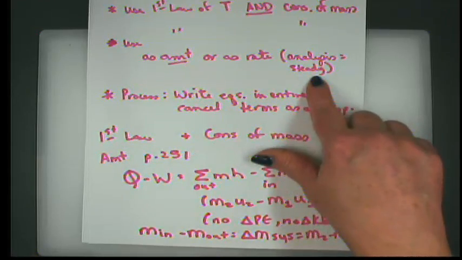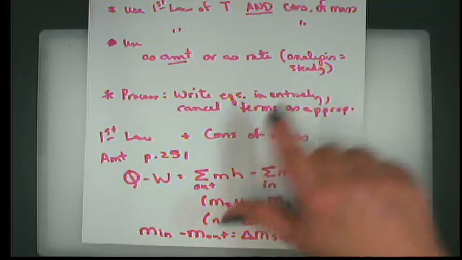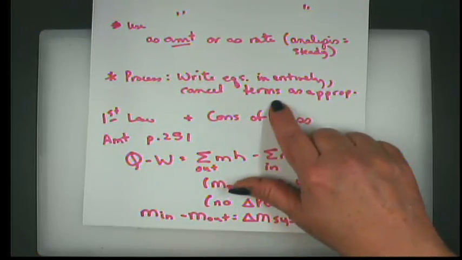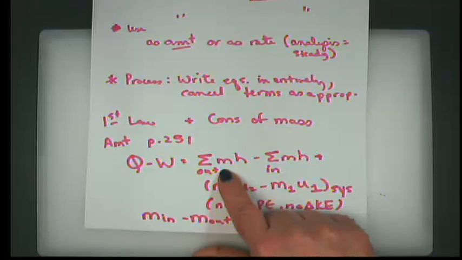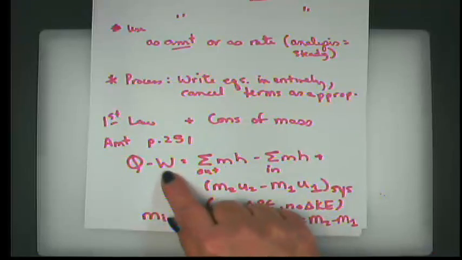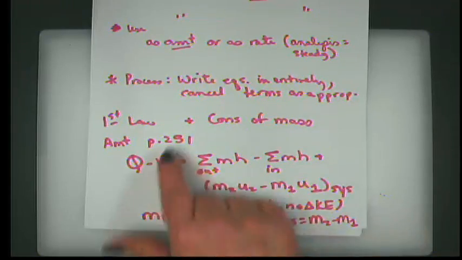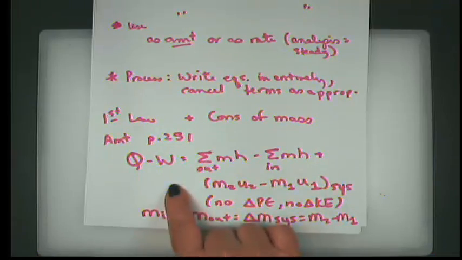The rate form of the equation requires steady flow systems. But the process is to write both of these equations in their entirety and then cancel out terms as appropriate. For example, here, if you didn't have any mass going out, this entire summation term would cancel out. If you didn't have any work done, you would cancel out the work, and so forth.